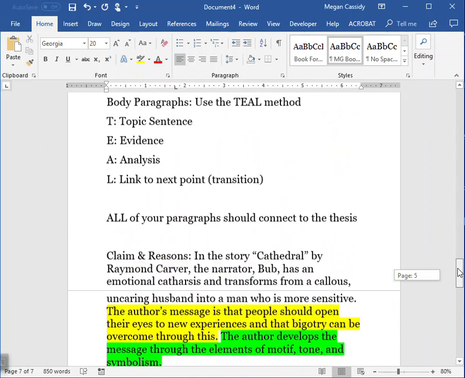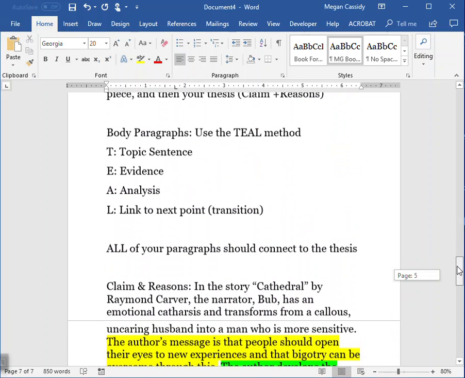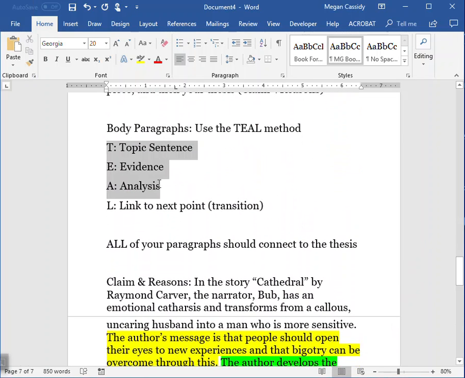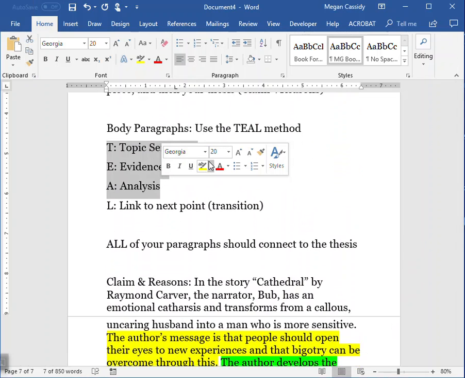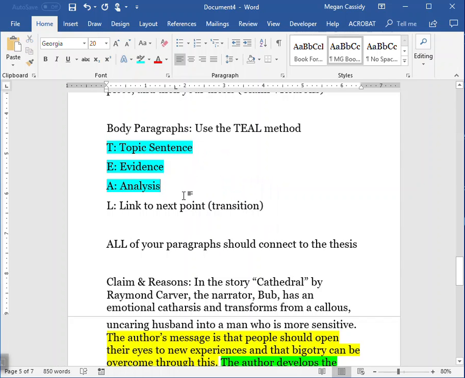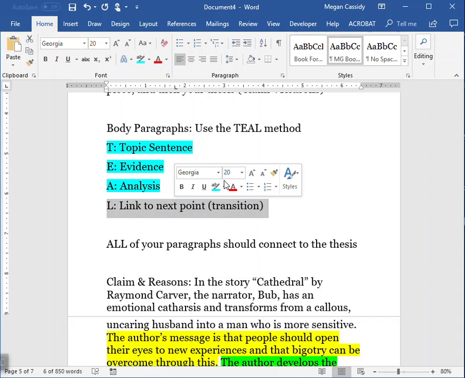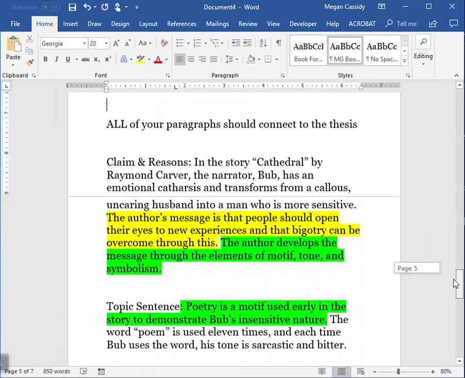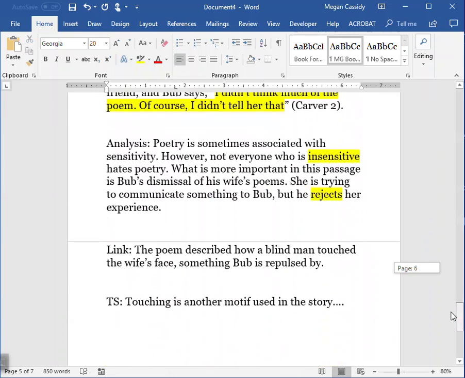If you have just one paragraph, you can just do this T part right here, topic sentence, evidence, and analysis. If you have a journal entry, or if I've just said, write one paragraph for a discussion board and then make a couple comments, that part would be fine. But if you have an essay, you really want to make sure that you do this link part, link to the next point, and have those transitions to kind of connect things together.